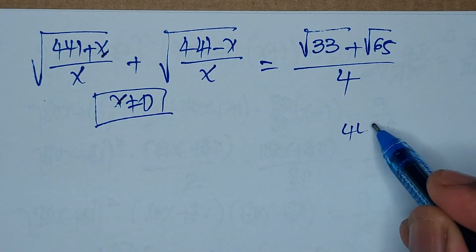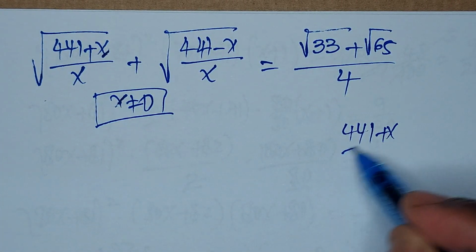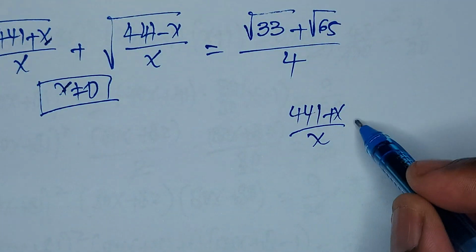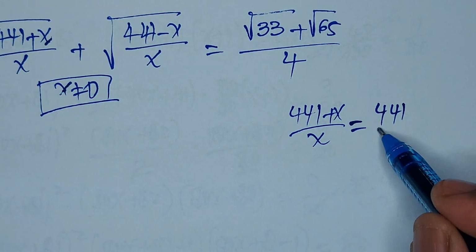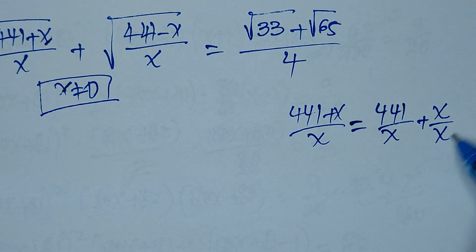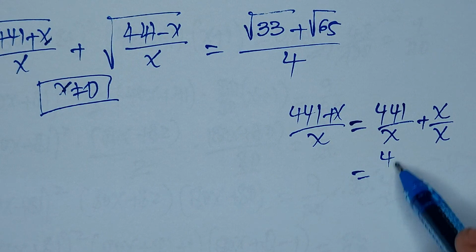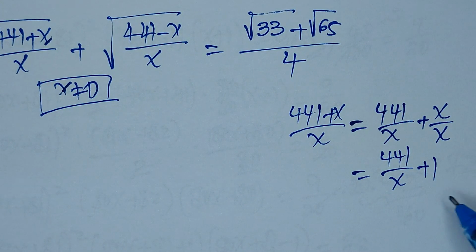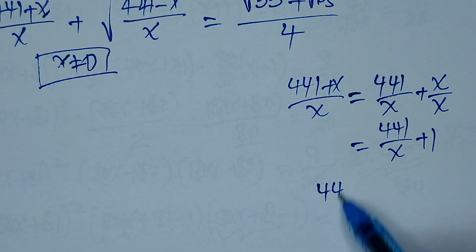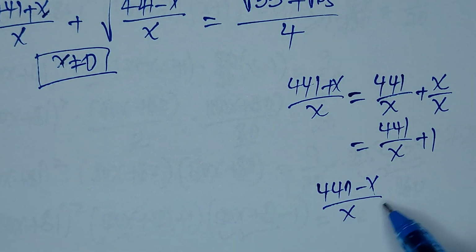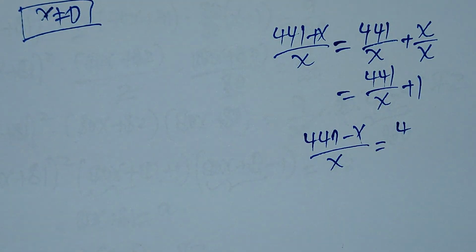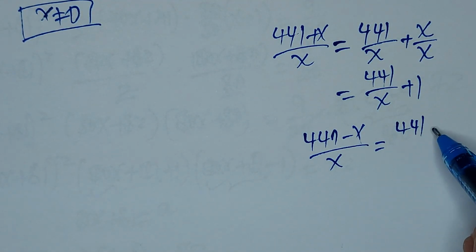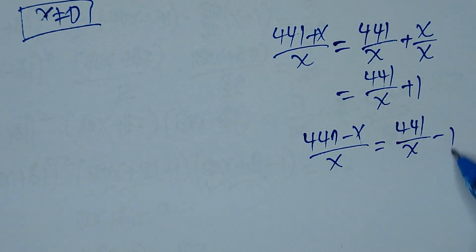Well, 41 plus x over x, guys. So we can write this as 41 over x plus x over x. So this is going to be 41 over x plus 1. And 41 minus x over x, we can write following the same steps. We would have 41 over x minus 1.